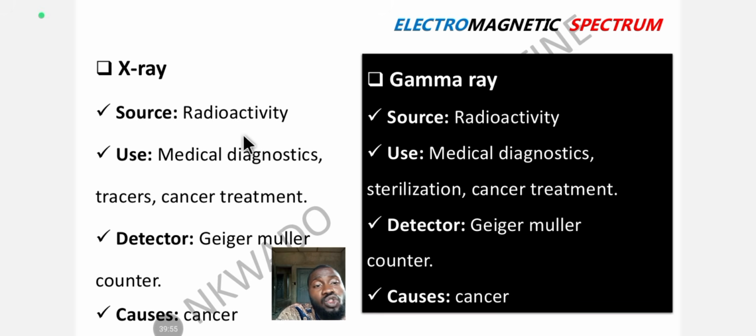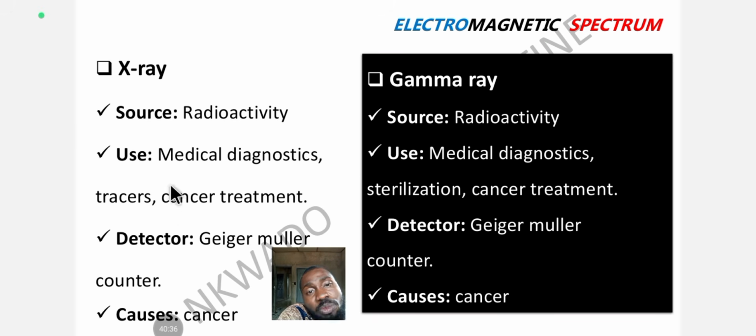And what is the source of X-ray? Through radioactivity. We already discussed radioactivity in chemistry. And what is X-ray used for? Medical diagnostics, you know, diagnostics in medicine, to ascertain what is wrong with the patient. X-ray helps you to see inside the body of the patient to know what the problem is. That's medical diagnostics. X-ray is also used in tracers, especially tracing of radioactive elements, and so on and so forth.